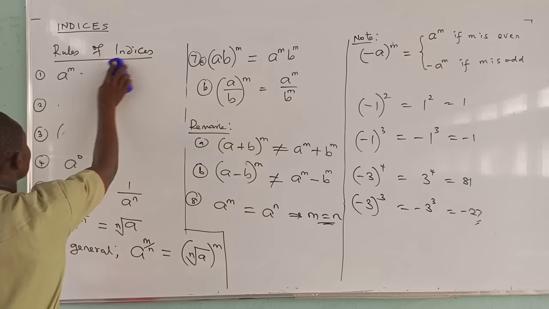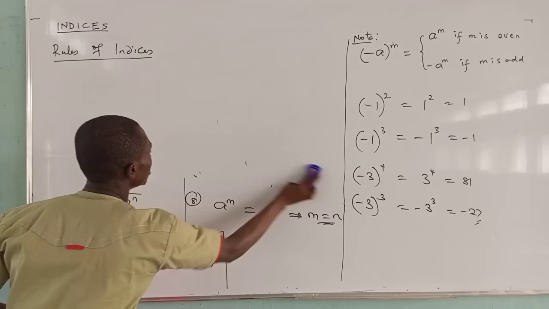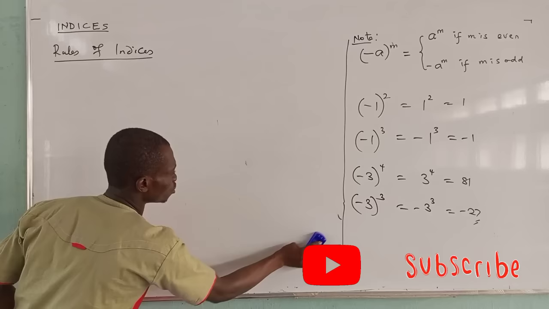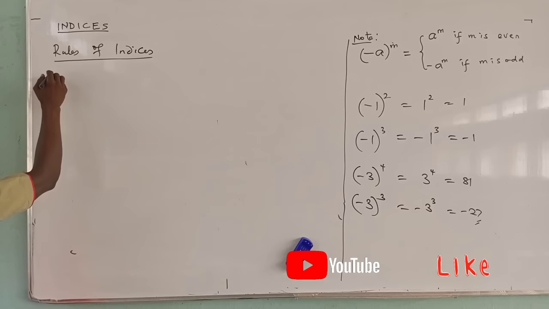Now, we are going to take just a few examples on how to make use of these rules to solve problems. How do you use these rules to solve mathematical problems? Let's look at a few examples. So, problems.